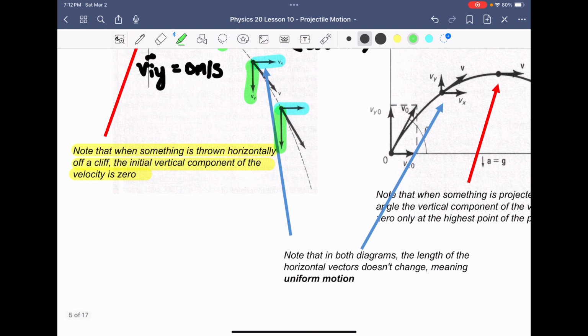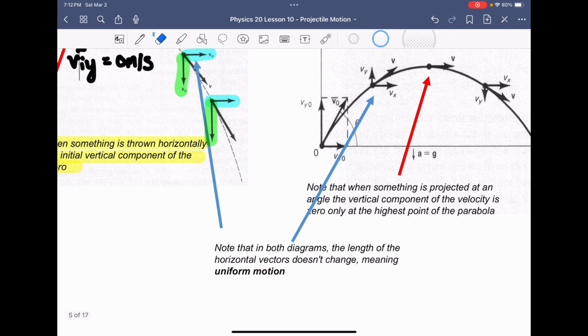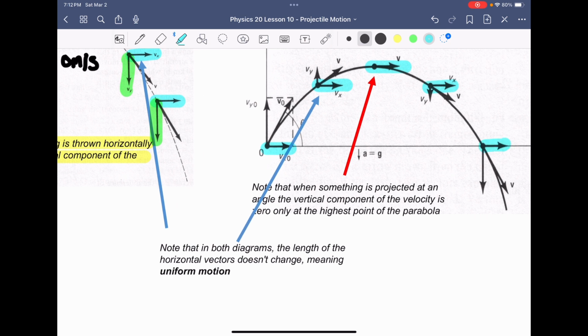Now, the part that they're pointing to in blue here is just referring to the Vx not changing in both of these. And again, because the Vx remains the same no matter what type of parabola we're looking at, or no matter what type of projectile motion we're looking at, the Vx that's symbolized by this blue does not change because we know that it's uniform motion. Nothing is accelerating this object in the x direction.